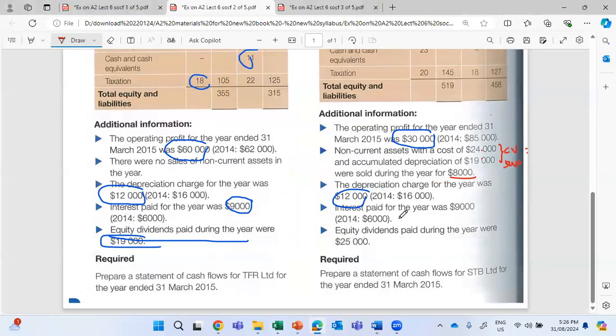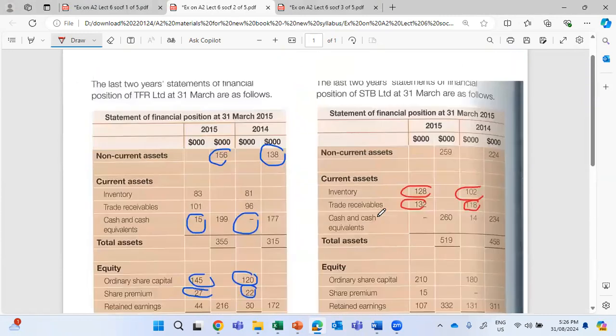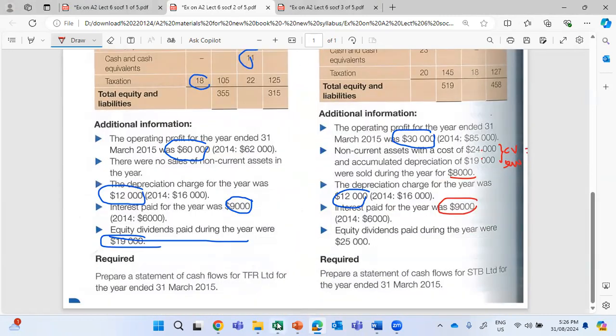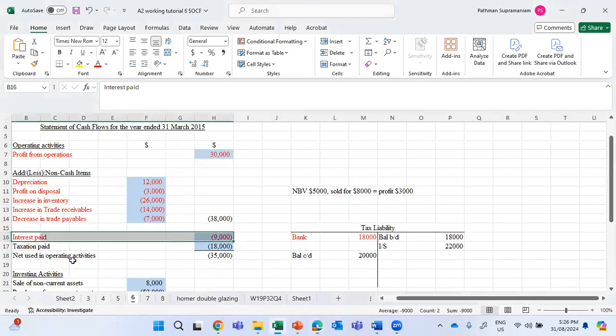Yeah, it says here interest paid for the year, during the year. Take this year's payment, not last year. It's 9,000. And then taxation paid, 18,000.